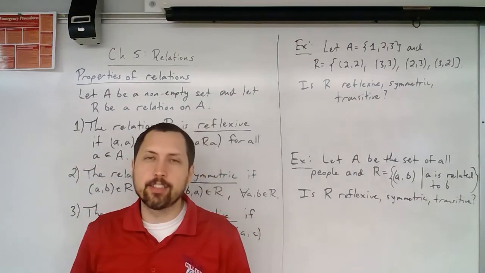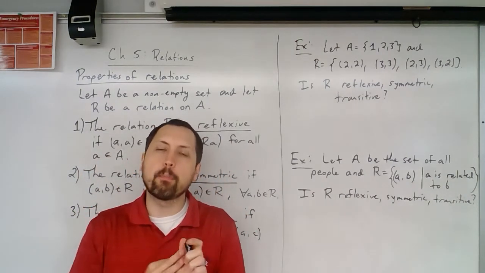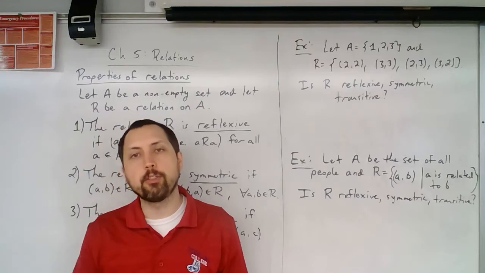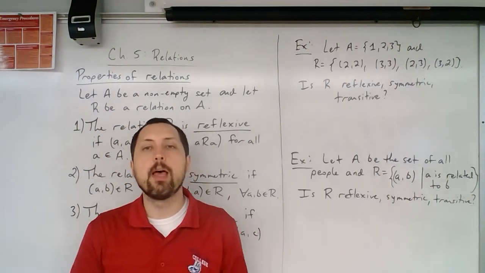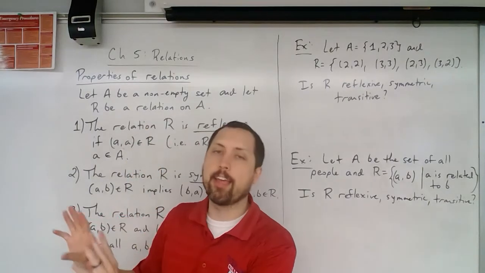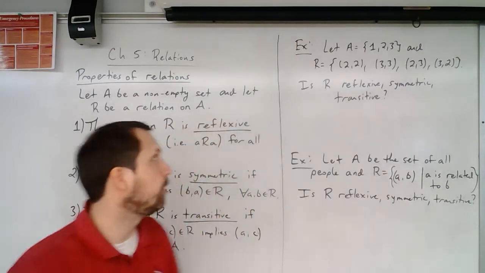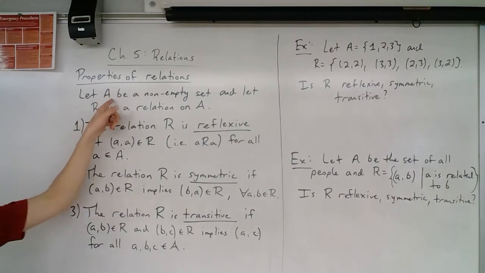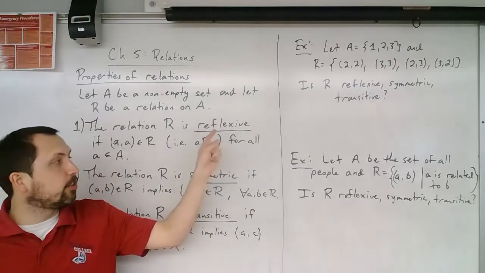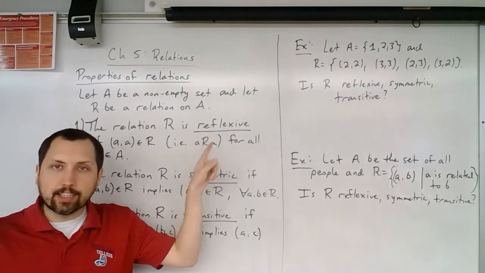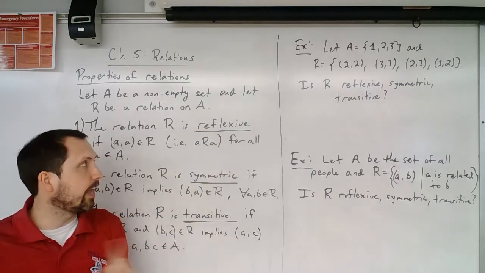So when studying relations, there are three very important properties that we want to become used to studying. We're going to be doing proofs on them. We're going to be looking at examples, but there's three things that really drive the progression of relations. So if we start out with A being a non-empty set and R is going to be a relation on A, these three definitions we're going to look at are reflexive, symmetric, and transitive.